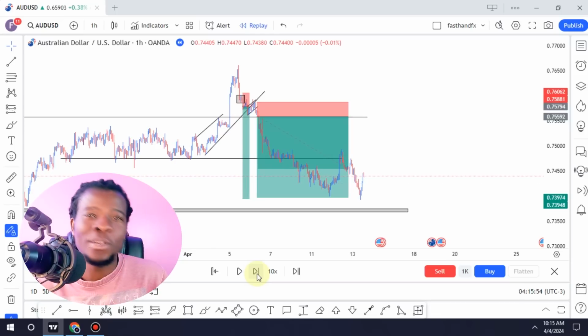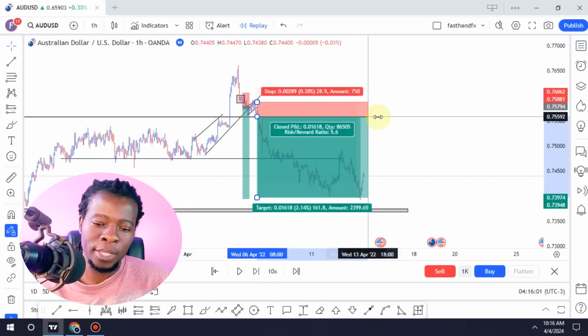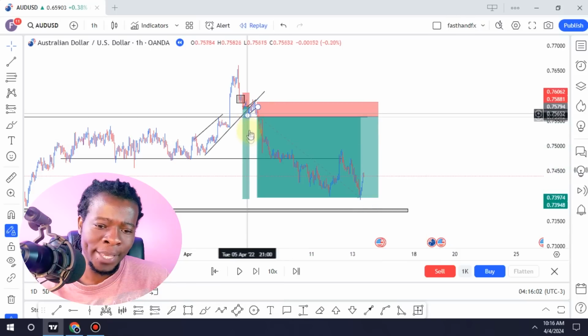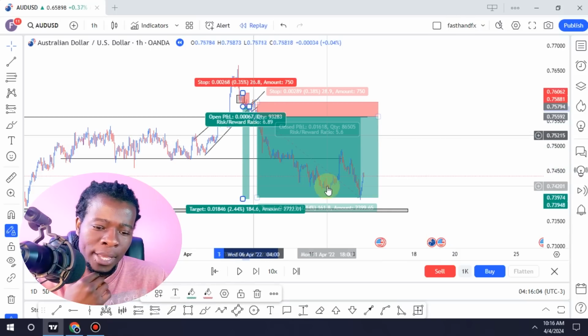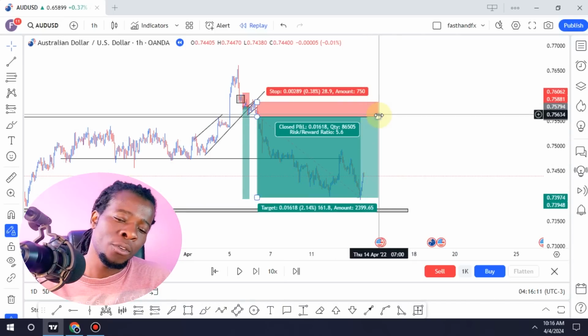Guys, I don't know if you guys understood what I'm trying to say. Okay, that was how many pips? Second position, 161 pips, and the first position was like 184 pips. That's more than 300 pips, scaling in. But of course, if you're a scalper, you could have scaled in.